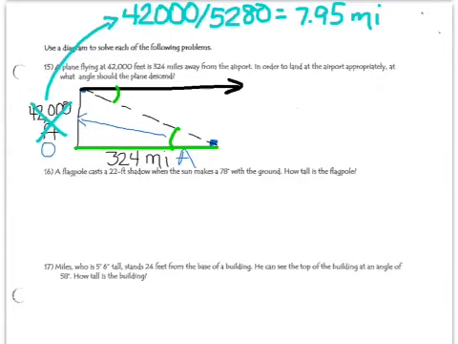Okay? So, if I have opposite and adjacent, that would be tangent. So I'm going to say tangent of x, which is the angle I'm trying to find, is equal to opposite over adjacent. So that would be 7.95 over 324. And now I'm going to do inverse tan, because remember, anytime you're looking for the angle, you're using inverse tan, or inverse of whatever your trig function is. So second tan, 7.95 divided by 324, and I get like 1.4 degrees.